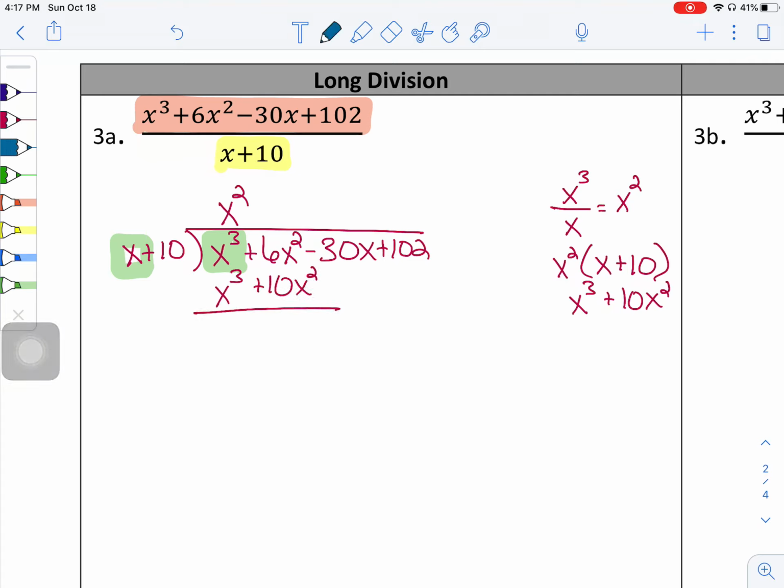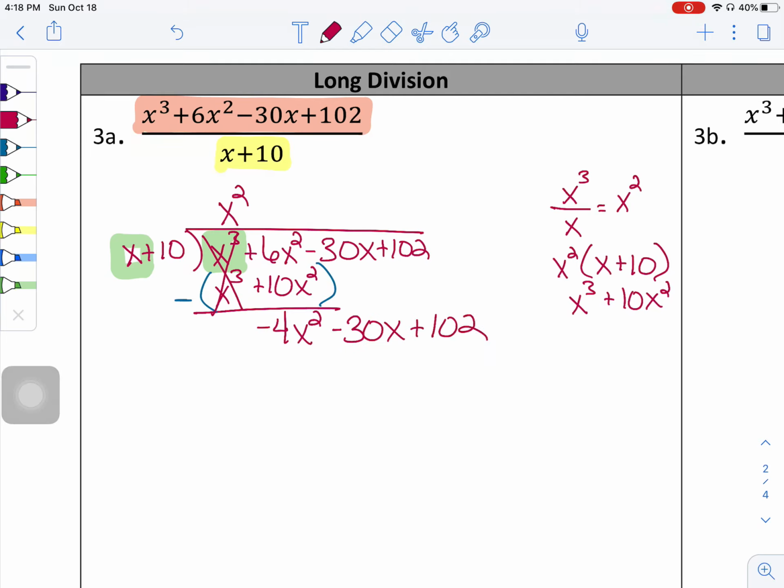And now I need to subtract. But when I subtract, I need to subtract both parts of this. You could either just do the subtraction in your head, or if it helps you, you might want to distribute the subtraction just so you don't lose track of signs. It's totally up to you. So I'm going to do x cubed minus x cubed. They're going to cancel each other out. Then I'm going to take 6x squared minus 10x squared. So that's going to give me negative 4x squared. And I'm going to now bring down the other terms of my original polynomial, so negative 30x plus 102.